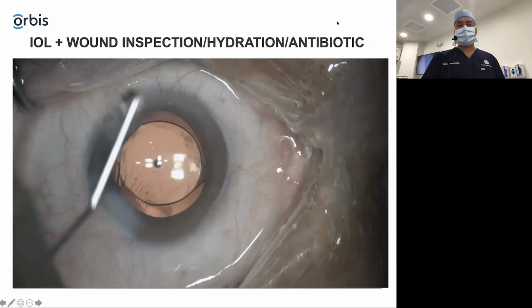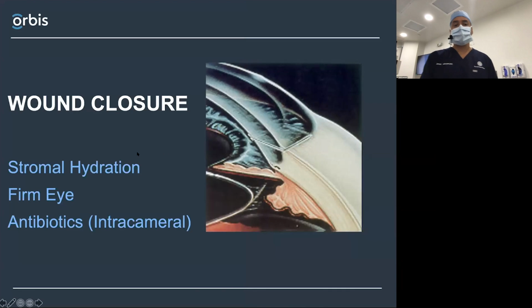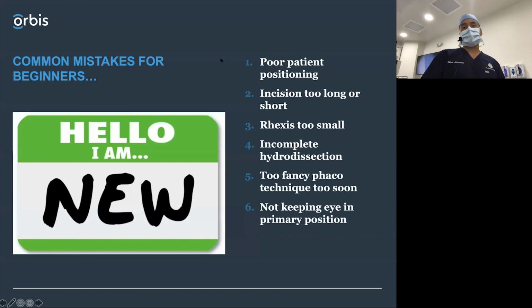All right, so we're almost done here, guys. So in wound closure, you want to confirm at the end of the case that the eye is firm. And I wanted to say just some of the common mistakes for beginners are going to be these things. So number one is poor patient positioning, like the head too far down or extended or rotated away, that makes it hard for you to have a good view. Making your phaco incision too long or too short is a common mistake. If it's too short, you're going to have iris prolapse and leakage. If it's too long, you're going to have a distorted view.